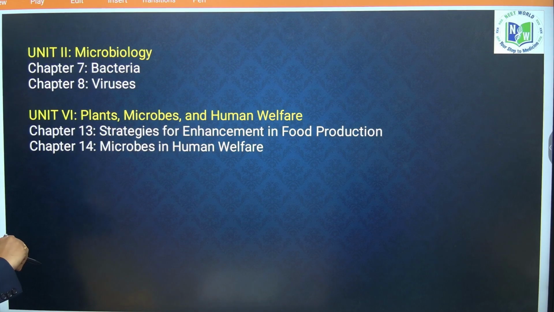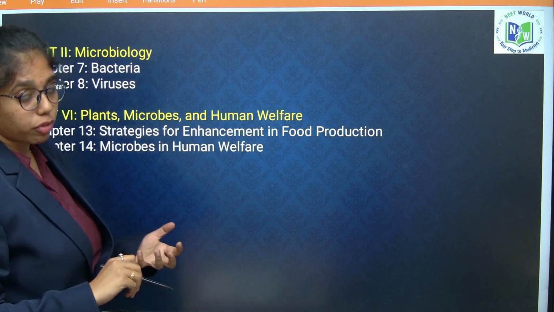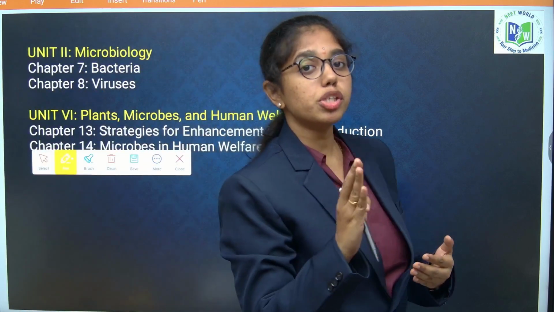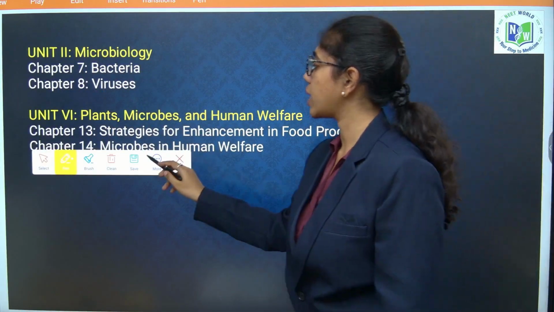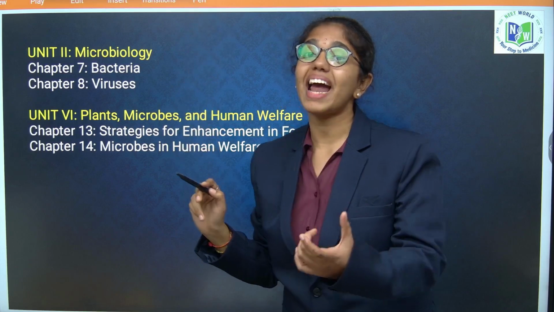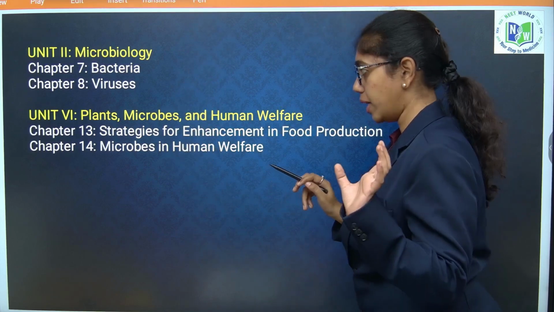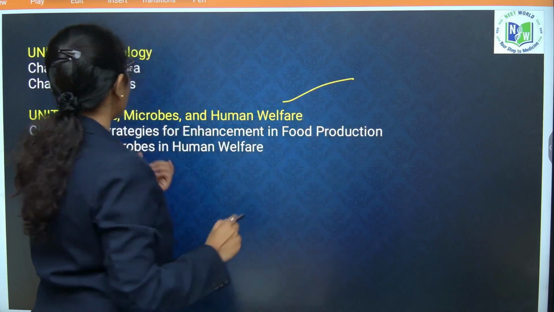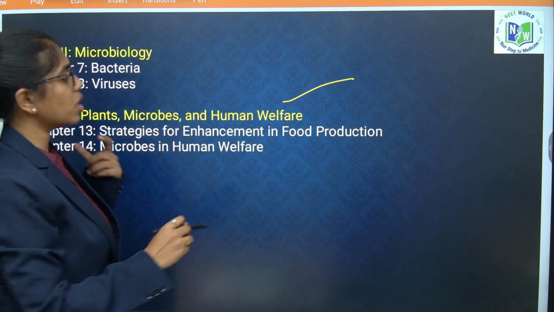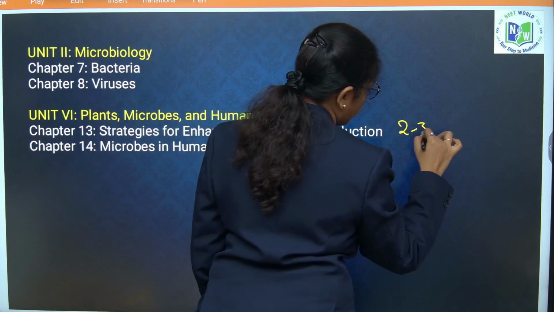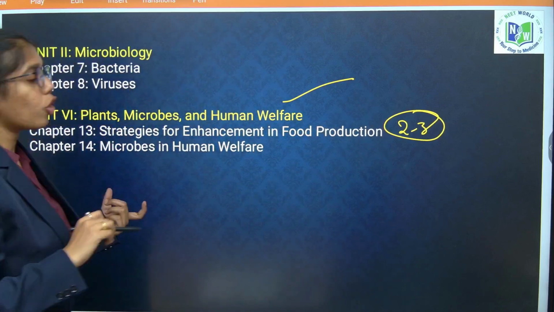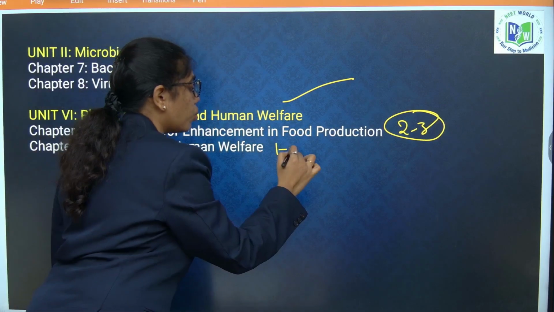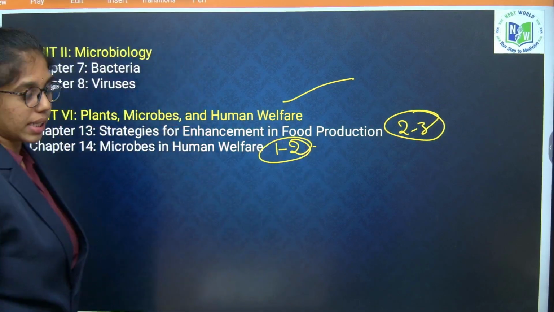it is microbiology. About bacteria and viruses you have to look into. In bacteria, most importantly, lytic cycle, lysogenic cycle, different types of viruses and their genetic material you have to see. Lastly, strategies in food production. Hardly 2 to 3 questions will appear from this. And microbes and human welfare, 1 to 2 questions, that's it.